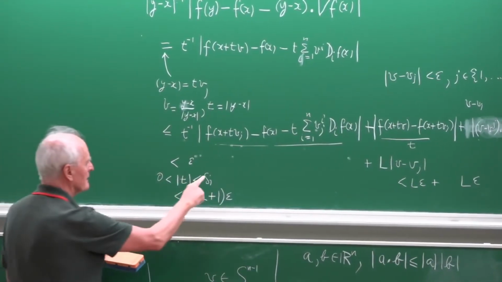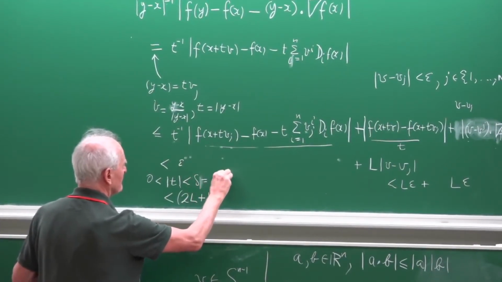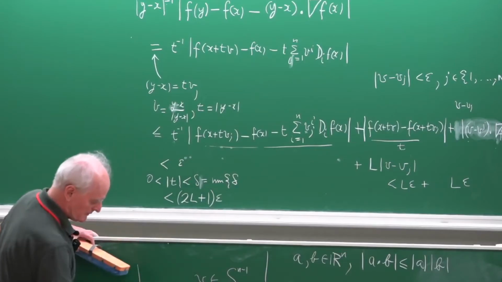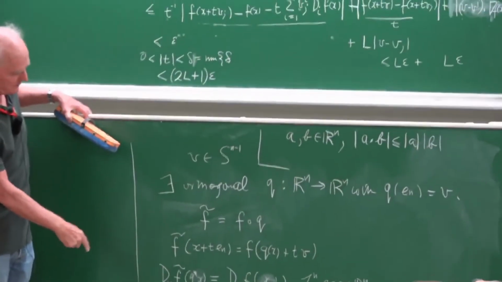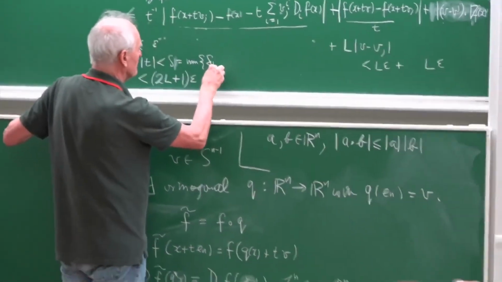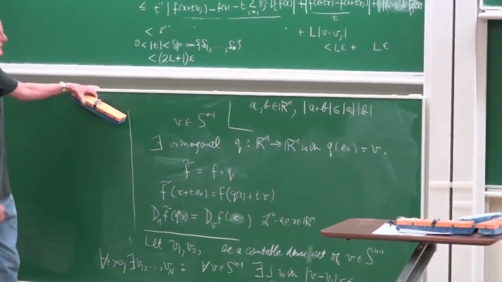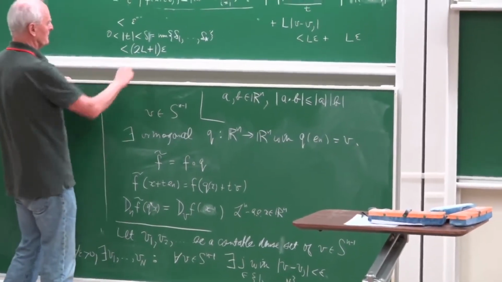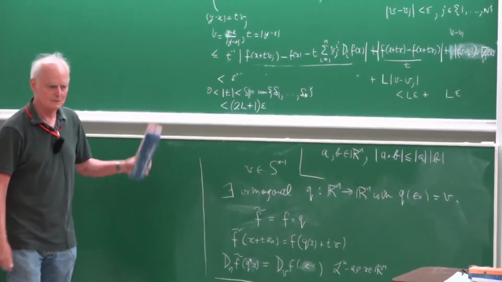So let's just take delta to be the minimum of these deltas. Notice we've only got a finite number of delta J's to worry about here, J equals 1 up to n. So take delta as the minimum of delta 1 up to delta n. That's still a positive number. And then we get 2L plus 1 times epsilon. That's it. That's the differentiability.